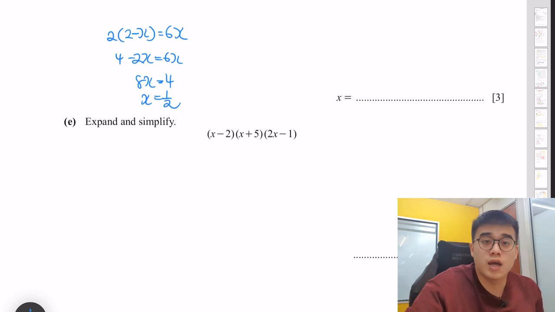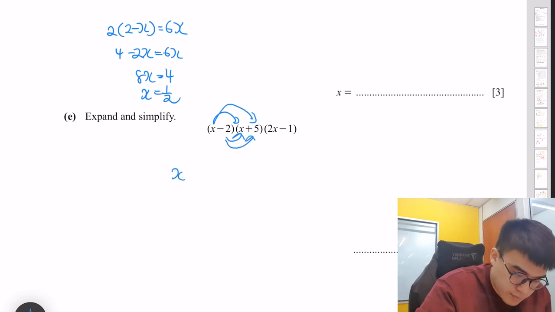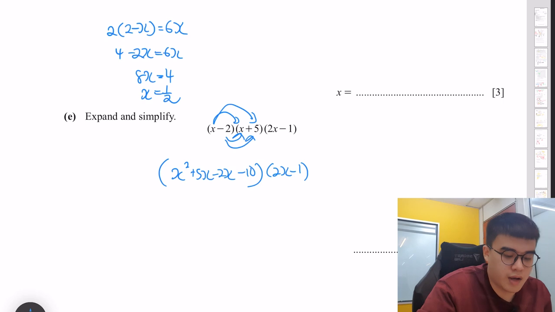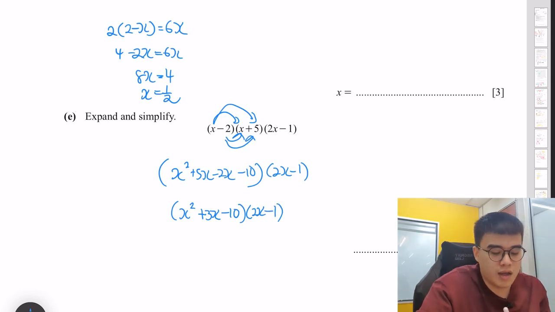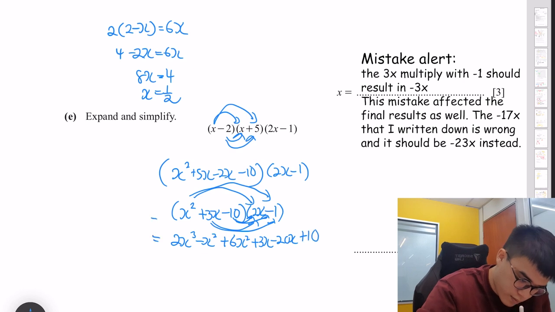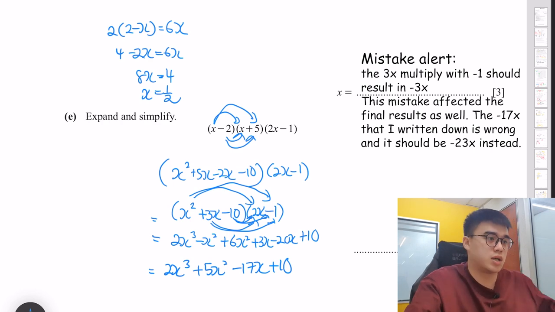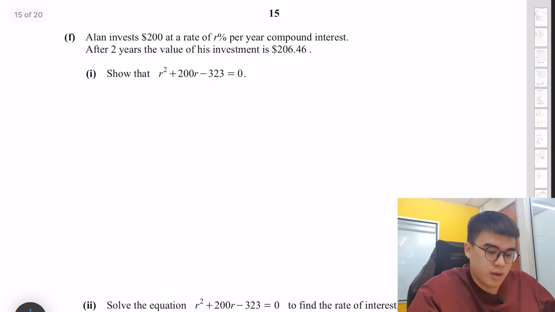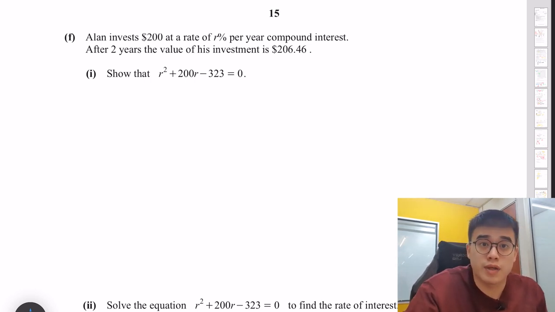Moving on to part E. Okay, I'll be doing them separately. First, I get this sorted out first. Okay, I arrange it further. Then only I multiply them up again. And this will be your final answer. For part F, okay, remember, this is a compound interest. So to make the calculation possible, this will be the workings.